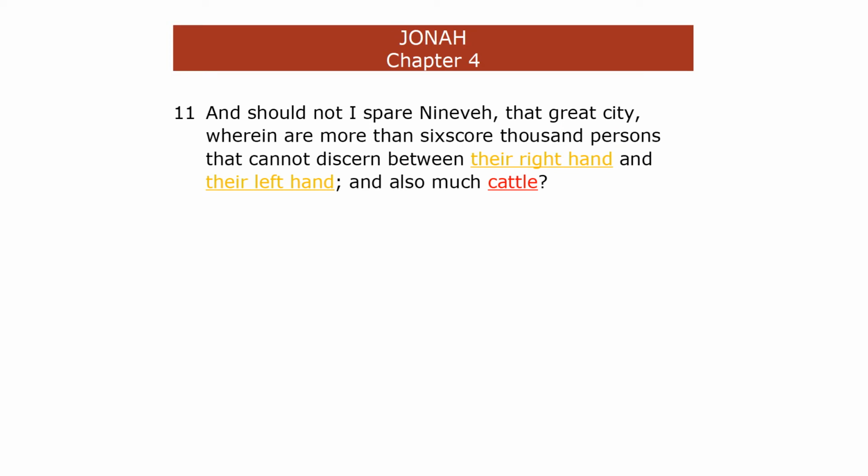And look at Jonah chapter 4 again. Hands keep coming up. Should I spare Nineveh, that great city wherein more than 60,000 persons that cannot discern, meaning cannot distinguish, cannot tell the difference between their political power and their social power, and also no wealth.